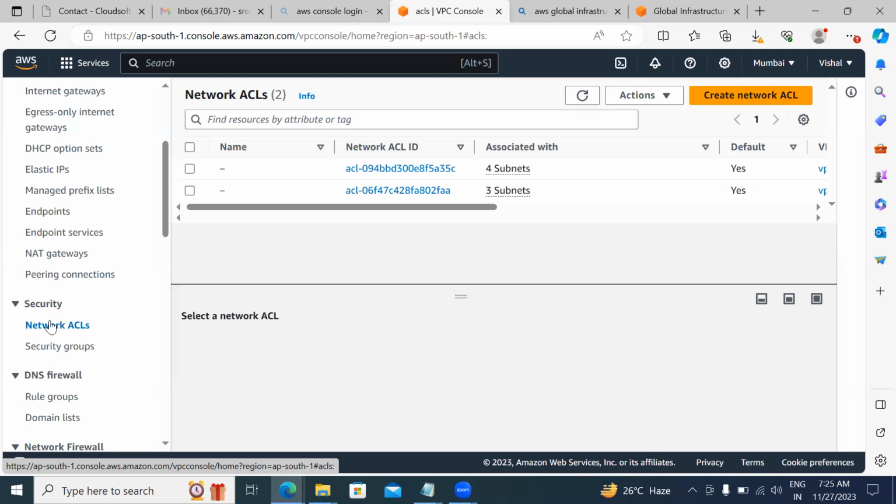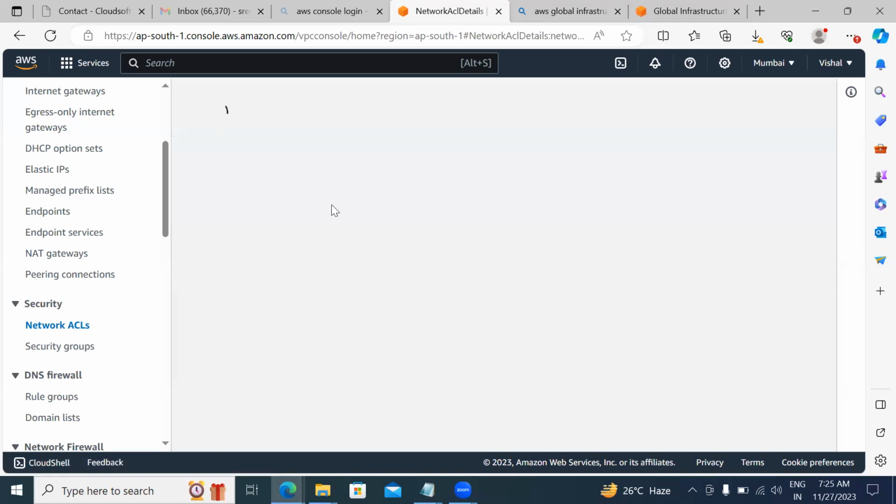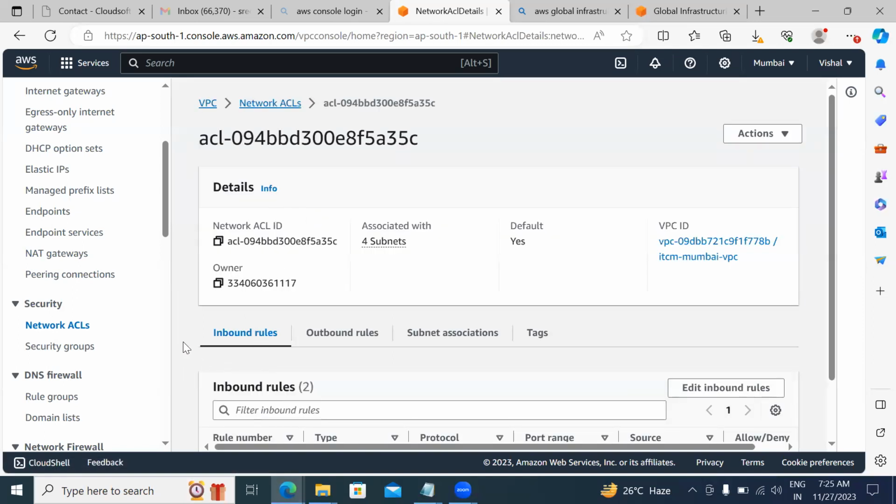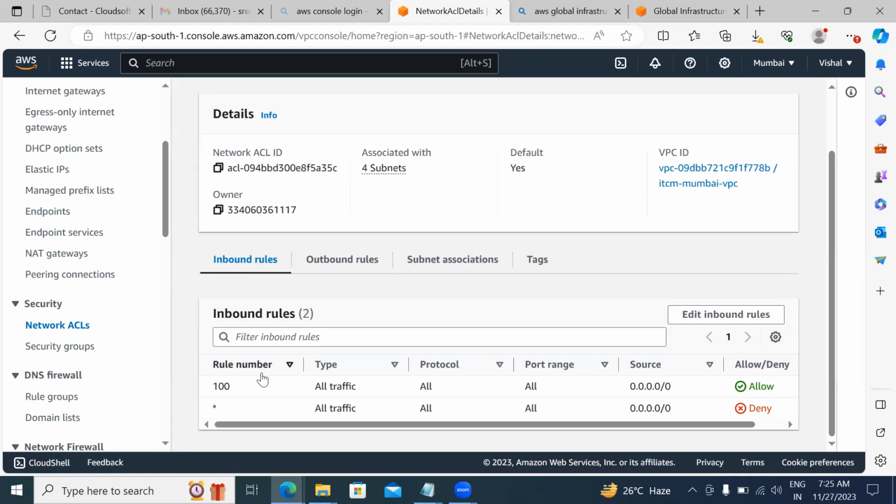NACL is also security rules itself, but at the subnet level. By default, we get one NACL, and all subnets in that VPC get that rule. If you go to the default NACL, try to understand here. Inbound rule: complete traffic is allowed. Are you able to understand that? By default, there is no restriction at inbound and outbound.